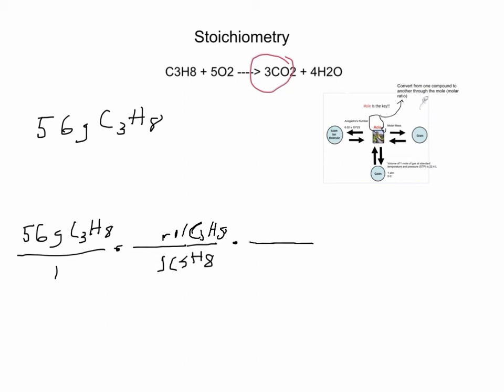Now we need a new fraction. And in this new fraction, old unit on the bottom, so moles of C3H8, and we can convert now to moles of CO2. This is that molar ratio. And in the last step, we convert from moles of CO2 to grams of CO2.